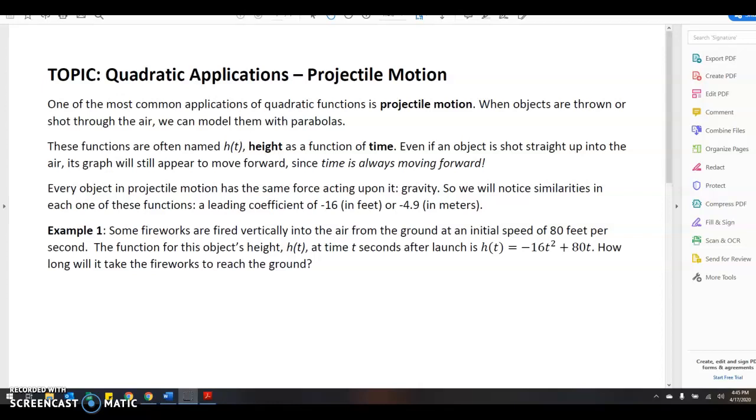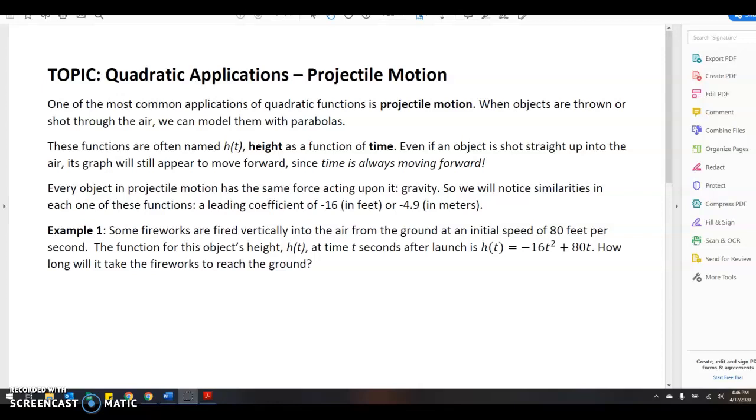And so this week we are talking about something called projectile motion. It's one of the most common applications of quadratic functions. And so what that is, it's when an object is thrown into the air or shot into the air, the movement of that object is projectile motion. And so we can model that with parabolas.